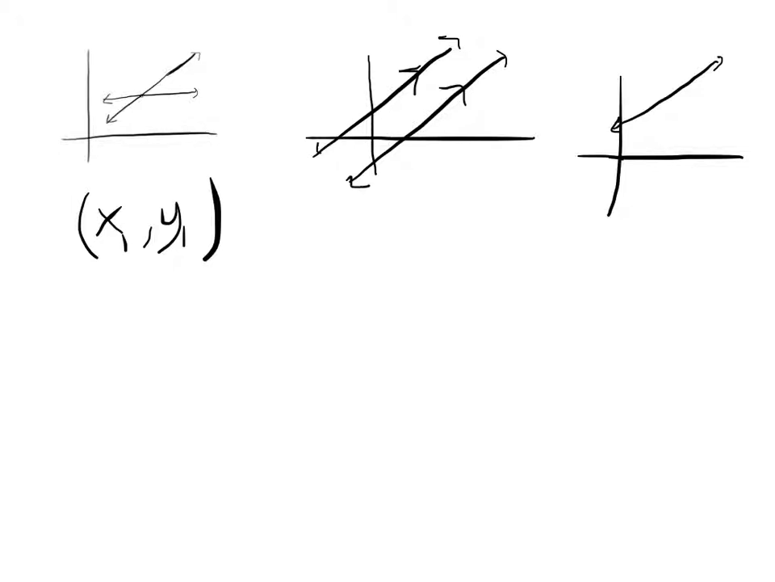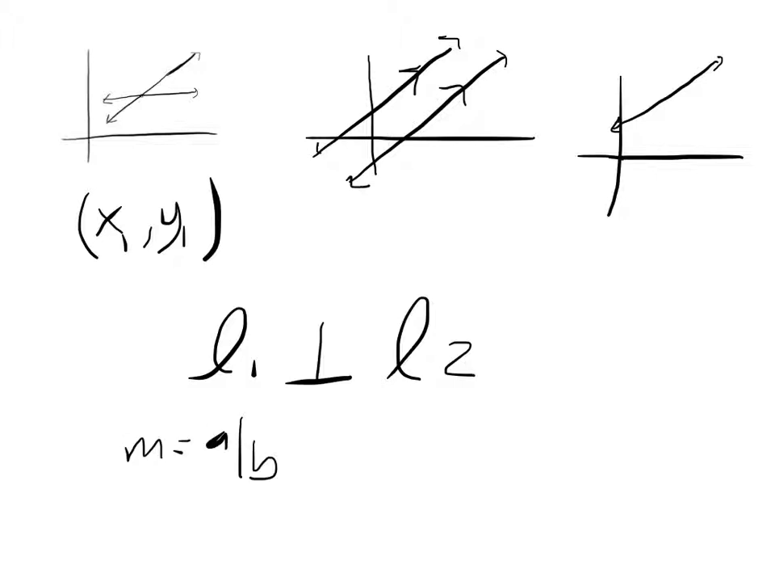The other thing that lines can do, we know lines can be parallel, lines can be perpendicular. Those are interesting things. Parallel lines have equal slopes, and perpendicular lines, we know their slopes are negative reciprocals of each other. That is, if L1 is perpendicular to L2, and the slope of L1 is A over B, then the slope of L2 will be negative B over A, the negative reciprocal. And we'll look at a proof of that in section 1.2, which you may not have seen before.